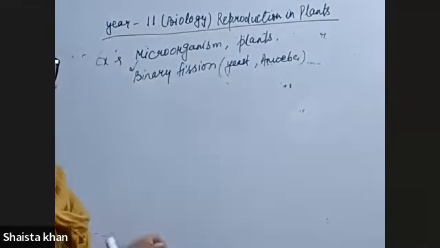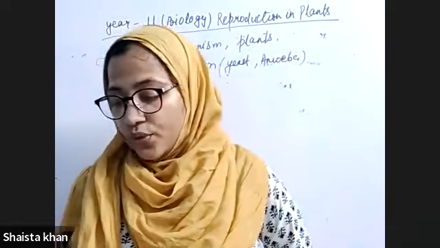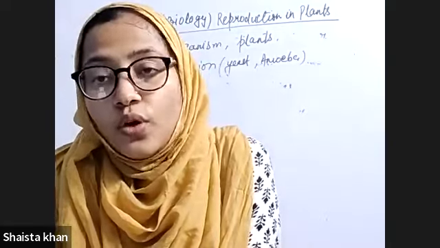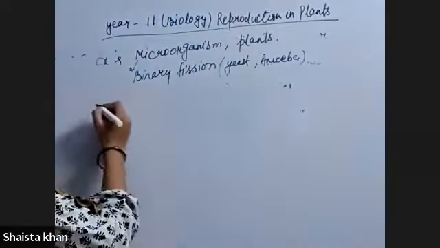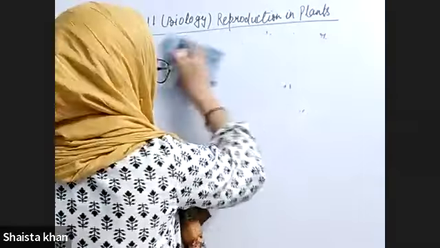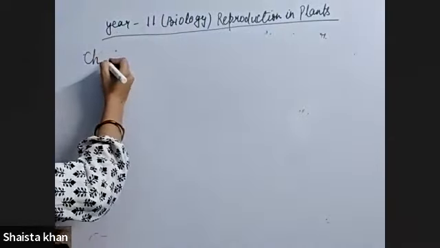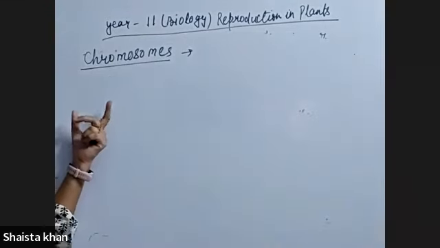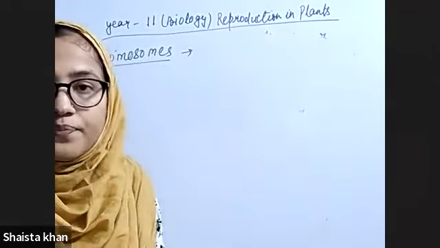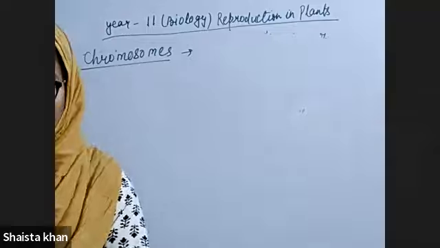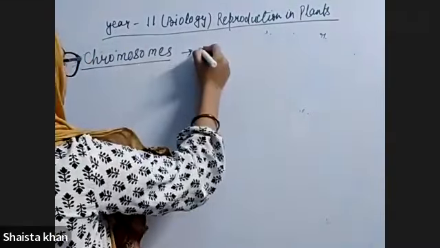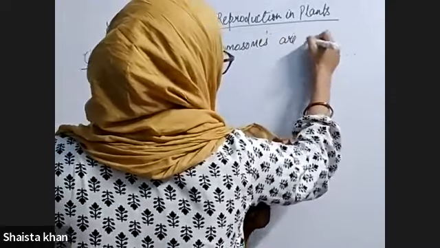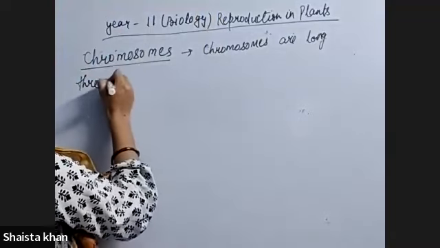As I said about the chromosome, during reproduction there is a fusion of gametes, where the change of chromosomes happens. So what is a chromosome? Let me tell you about chromosomes. Chromosomes are long threads of DNA.